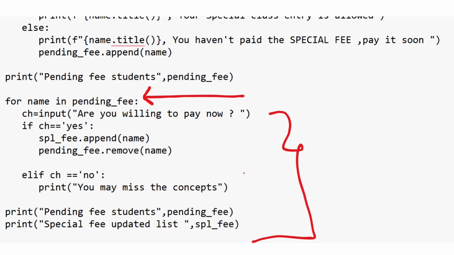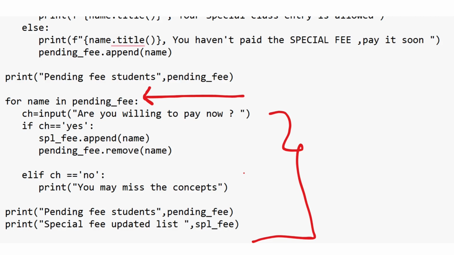Here the choice is equal to no. And if Chandan presses no, we are just going to give a warning message to him, like you may miss the important topics, so pay soon. Okay. So once this is completed, again the program control goes back to the for loop for the second value. In pending fees, what is the second value? It is Dev. So for Dev, again we are going to ask, are you going to pay now? And if he presses yes, his name will be appended to the special fee category. Or else he will also have this warning message.